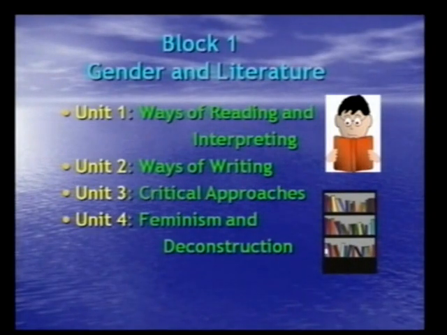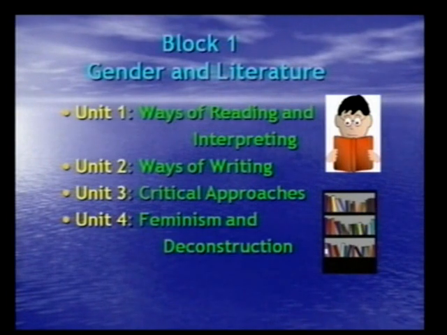So this block will introduce you to three main ideas, which is reading, writing and interpreting. So how you read from a gendered perspective, how you write or can write from a gendered perspective, and how you can interpret from a gendered perspective. Here you will come across terms such as gynocentric criticism. These of course will be explained much further in the course material that you will be receiving.